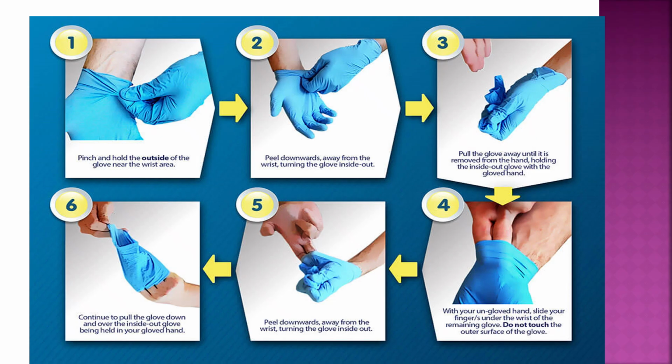Then, in the fourth step, you have to put your ungloved hand inside the gloved hand with the help of fingers. Do not touch the outer surface of the glove because your other hand is now ungloved. Then peel downwards away from the wrist, turning the glove inside out, and continue to pull the glove down and over the inside-out glove being held in your gloved hand. So the first glove you have to put inside the other glove, and then put it in a bin. And then hand hygiene.